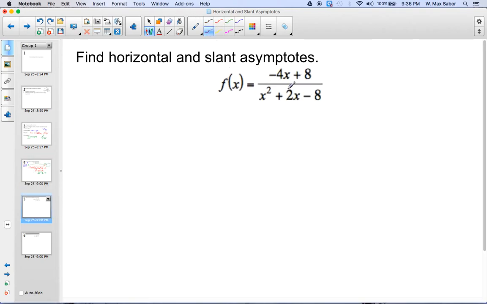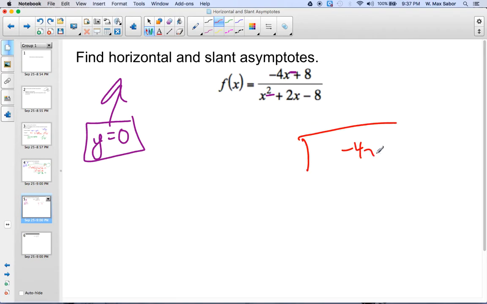Let's do it with this one. Okay, so here the denominator has the higher degree. Therefore, y equals 0 is the horizontal asymptote. But if you need to be convinced, try doing negative 4x plus 8 divided by something with a higher degree. You try dividing this in, and you can't fit anything in. So this is all remainder.